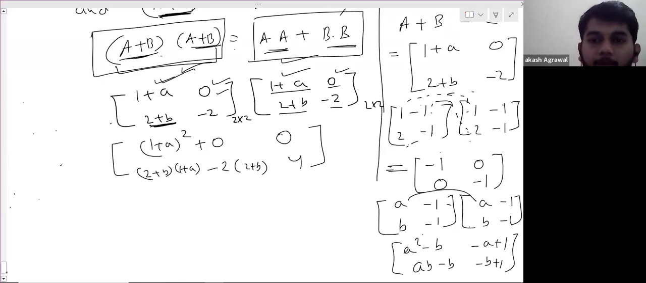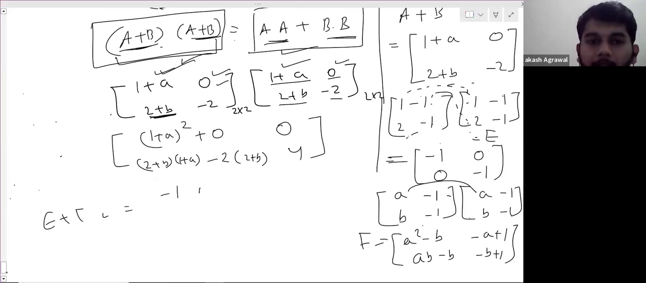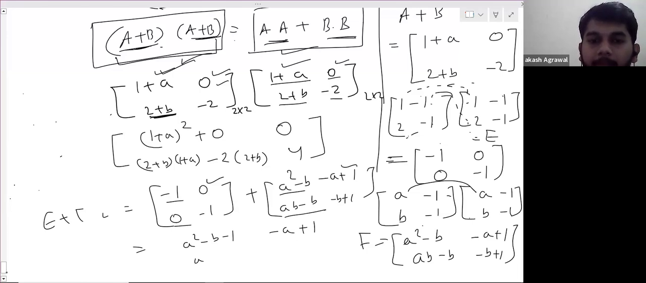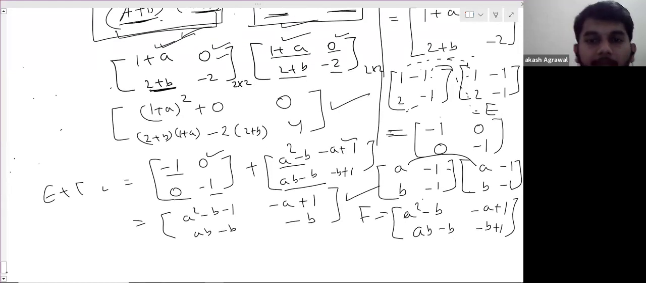So now we have to add these two. Suppose this is called E matrix and this is our F matrix. So E plus F: minus 1, 0, 0, minus 1, plus A square minus B, minus A plus 1, AB minus B, and minus B plus 1. We add this. And this plus this is A square minus B minus 1. 0 plus this is same. 0 plus this is same. Minus 1, this is minus. Is it clear? Yes. Now we have to compare this and this. Yes or no? Yes.